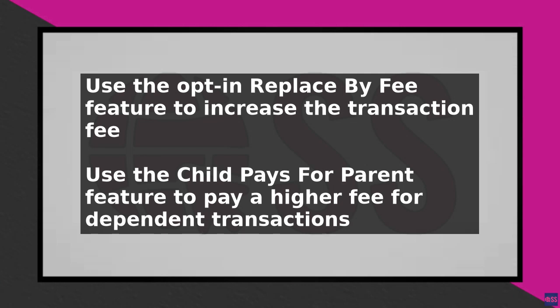In conclusion, sending Bitcoin faster requires a good understanding of the factors that affect transaction speed and the use of the right tools and features. By choosing a reliable wallet, setting the right transaction fee, and using features such as replace by fee and child pays for parent, you can ensure that your Bitcoin transactions are verified quickly and efficiently.